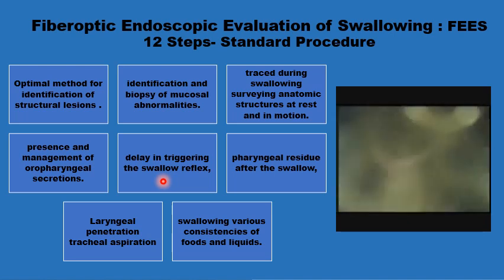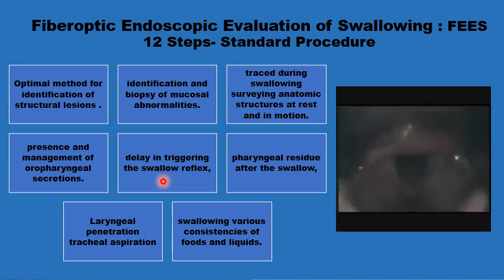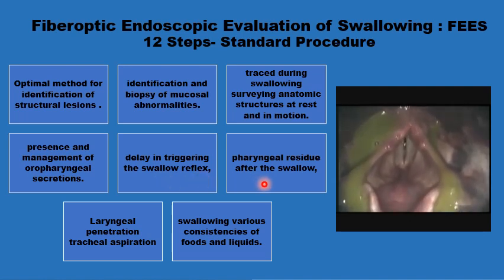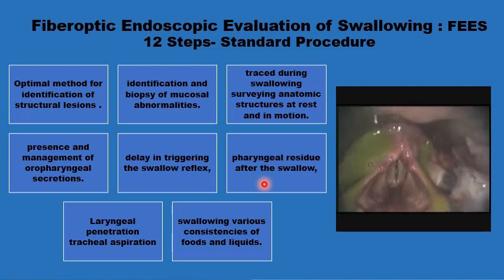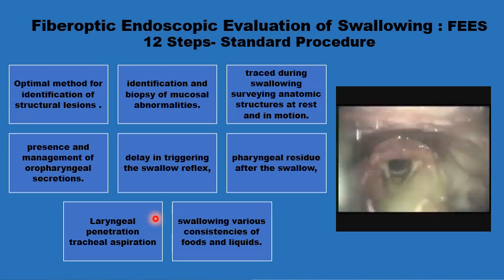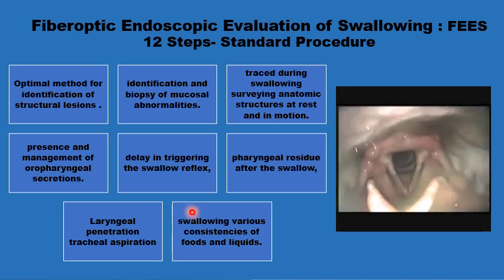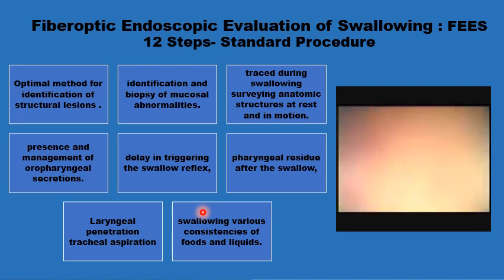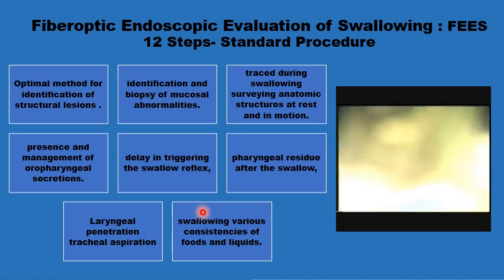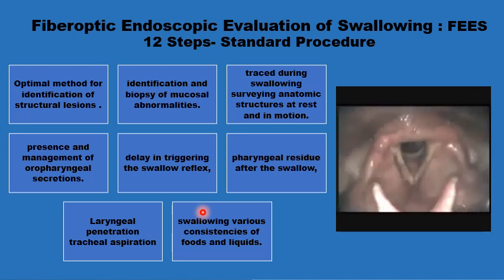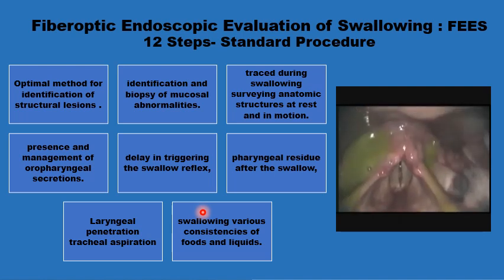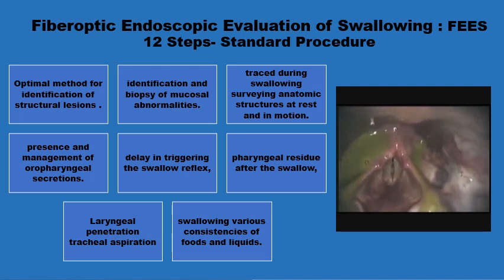After introducing some colored food and drinks, the observer should be able to see if there is any residue left in the pharynx after the swallow, where this residue is, and if there is any penetration to the larynx or aspiration to the trachea. At the end, he should be in a position to try different food and drink consistencies, volumes, and rates of administration, together with different head positions and different maneuvers to aid in the swallowing.